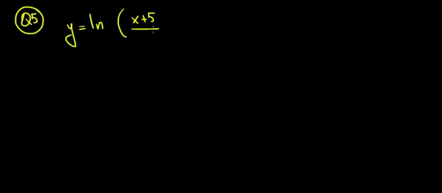In question 5 we have a function and we want to find out the inverse and then the domain of the inverse. So let's break the question into two parts. Let's solve now just the inverse, and in the next question we'll do the domain. So question 5, we have the function y equals ln of (x plus 5) divided by (x plus 1), and the domain of the original function is from 0 until infinity.